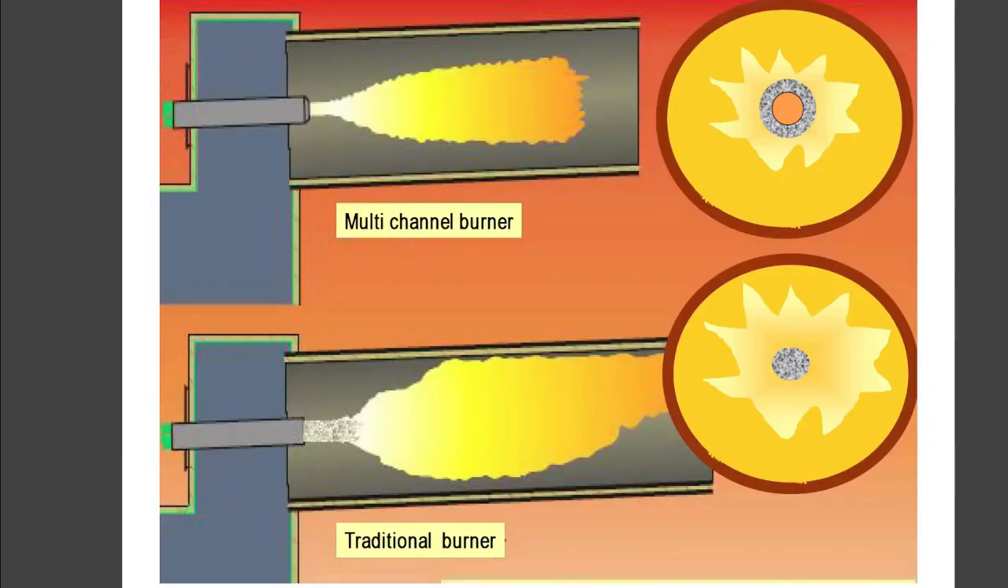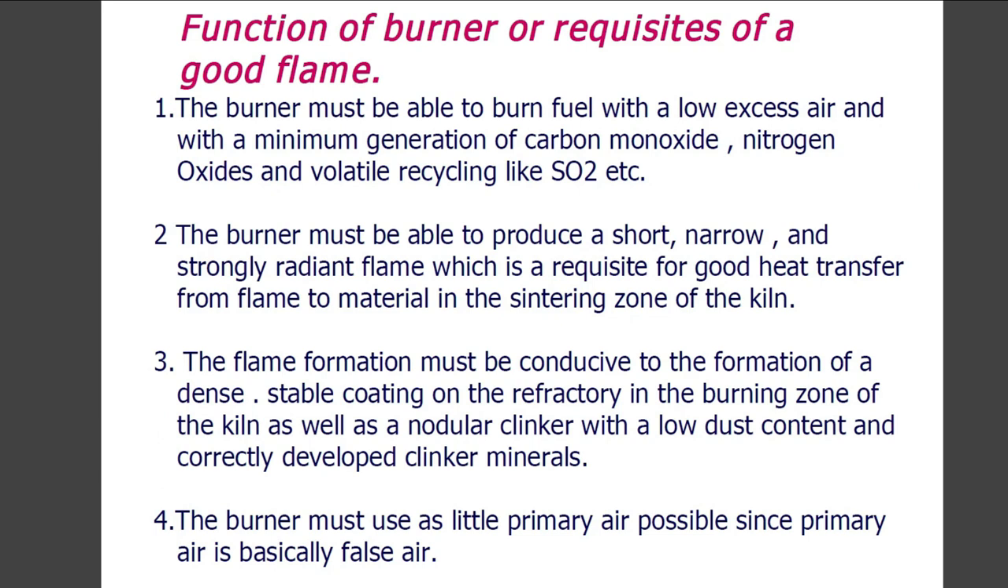Multi-channel burner, traditional burner. Function of the burner, or requisites of a good flame. First point, the burner must be able to burn fuel with low excess air and with minimum generation of carbon monoxide, nitrogen oxides and volatile recycling like SO2. The burner must be able to produce a short, narrow and strongly radiant flame, which is required for good heat transfer from flame to material in the burning zone of the kiln.